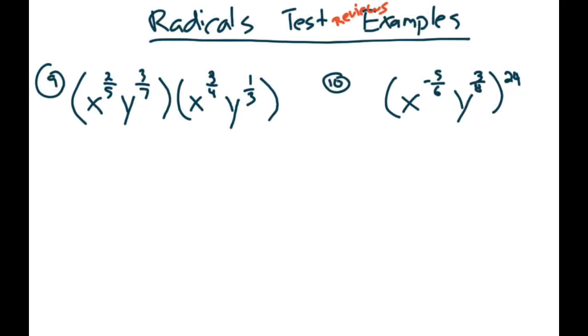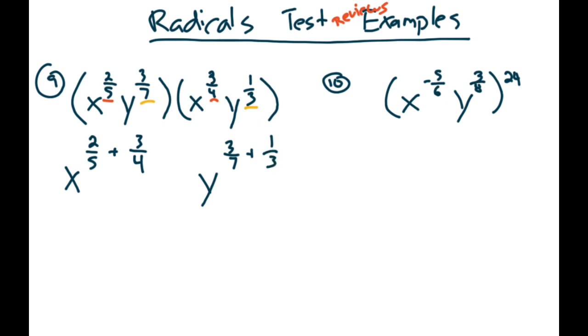All right, 10. So we've got examples 9 and 10 that are similar to your radicals test review. So here, whenever I am multiplying terms, I add their exponents. So I'm adding the exponents of 2/5 plus 3/4 for the x's. So x to the 2/5 plus 3/4. And similarly with the y's. So I've got y to the 3/7 plus 1/3.